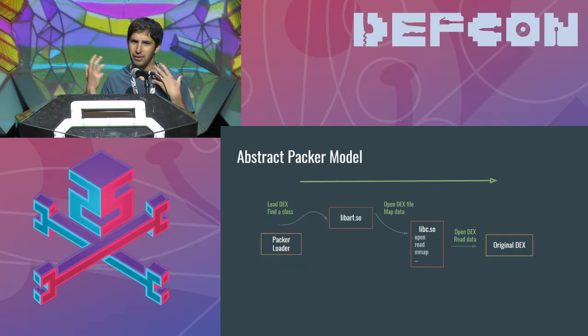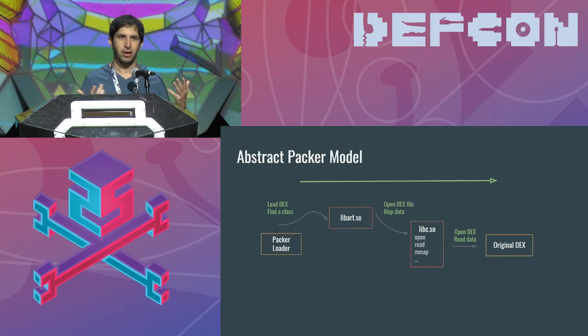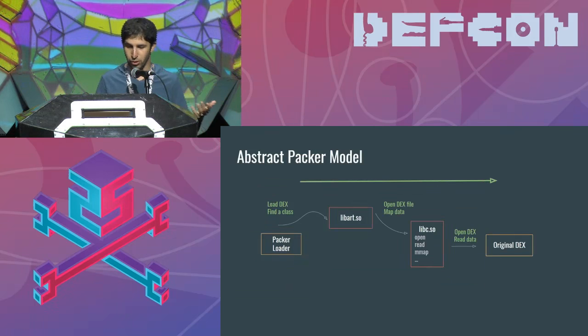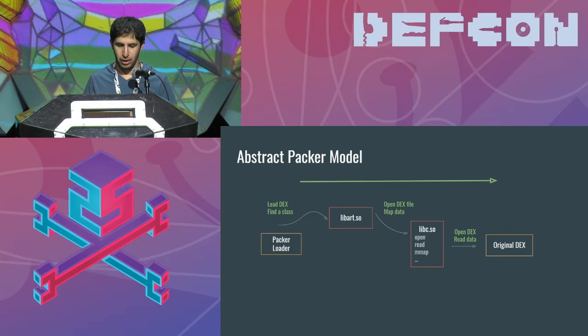So let's think about the abstract way in which a packer should work. As I said, you have the packer loader. It will load the bundled packed DEX. This will trigger libart, the ART VM, to work, opening the DEX file and mapping its data to the memory, and then you have the DEX in the memory. But something is missing here. Where does the unpacking process take place?